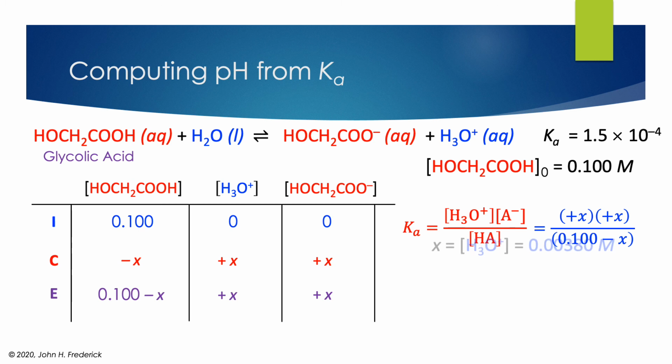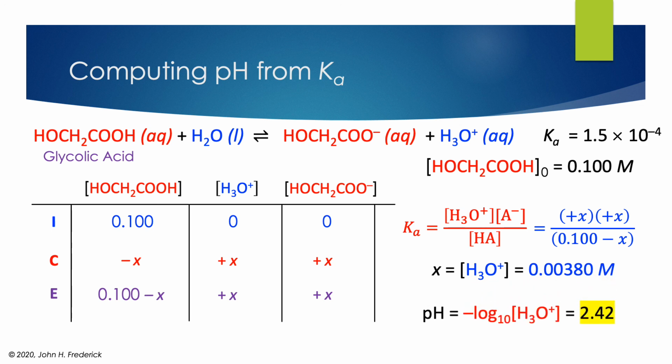I'm not going to go through that process, but when I do that, I'll find that x, which is, remember, equivalent to the hydronium ion concentration, is going to equal 0.00380. Once we have the hydronium ion concentration, then it's a simple matter to convert that to pH, and we're going to use the mathematical definition because that's more direct. I'll take that 0.00380, take the log base 10 of that number, and multiply it by -1, and when I do that, I will come up with a pH of 2.42. So that would be the pH of this particular glycolic acid solution.